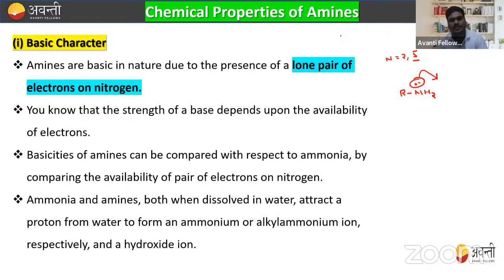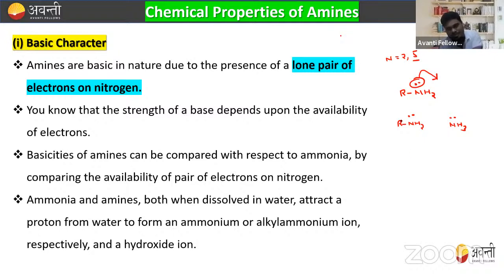Now you know that the strength of a base depends upon the availability of the electrons. If the availability of electrons is very easy, if more electrons are available, it behaves like a strong base. So the basicity of amine can be compared with respect to ammonia by comparing the availability of the pair of electrons on the nitrogen. If I am considering RNH2, the primary amine, and ammonia, which of the two is more basic in nature? Both ammonia and amine have one lone pair of electrons, so both have a tendency to donate this lone pair. But in which case is the lone pair donation easy?